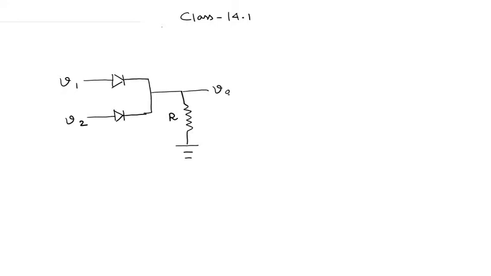So let us consider that V1 is 5 volts and V2 is 0 volts. Okay, so we'll make a table here, V1, V2 and V0. It's actually difficult to draw straight lines, but anyway. So let us consider that V1 is 5 volts and V2 is 0 volts.